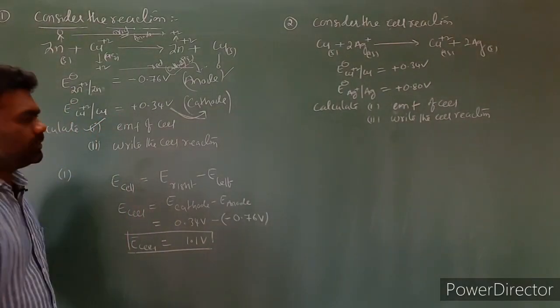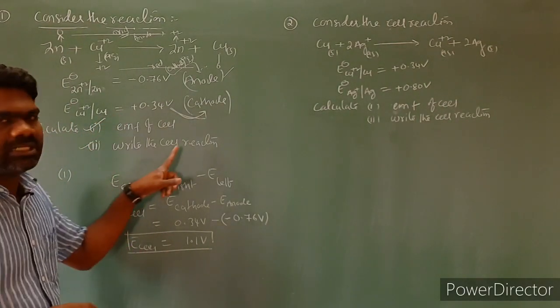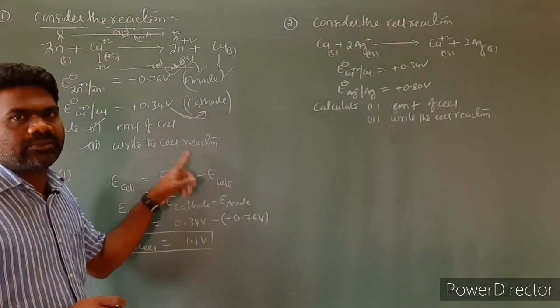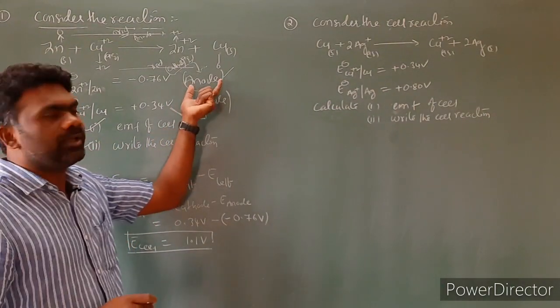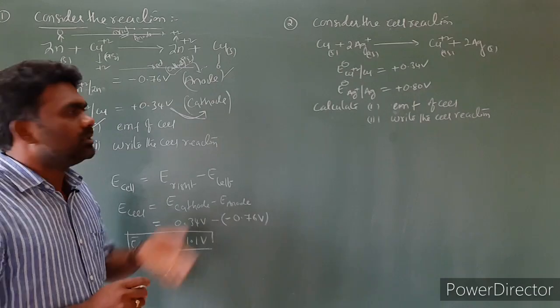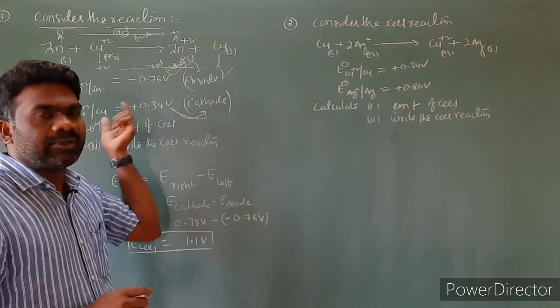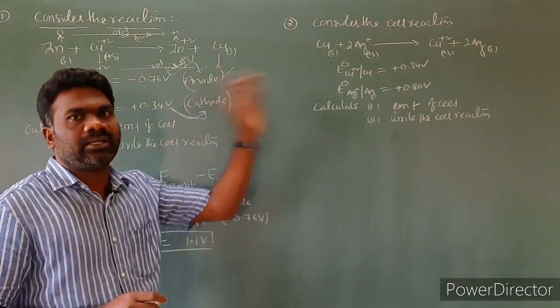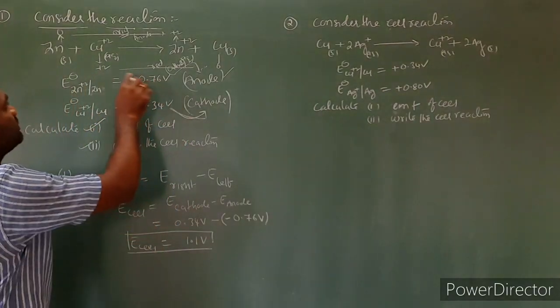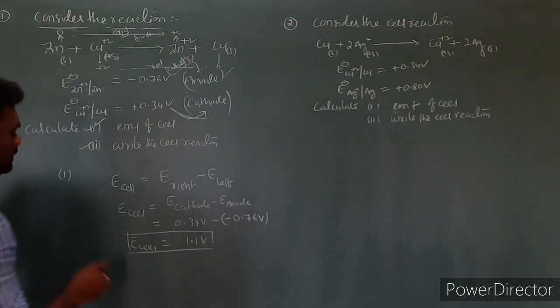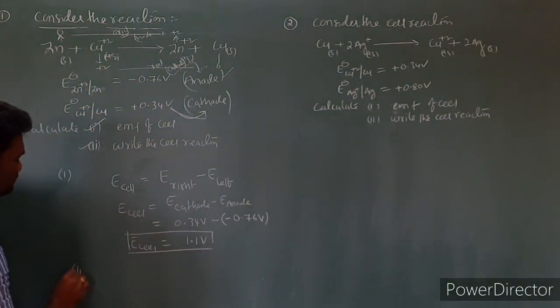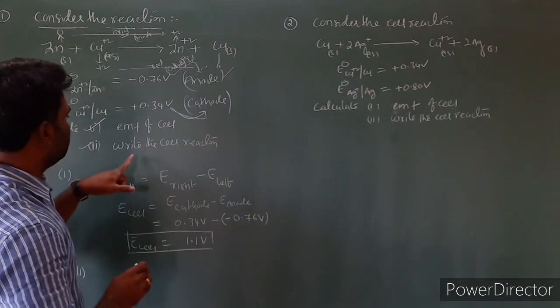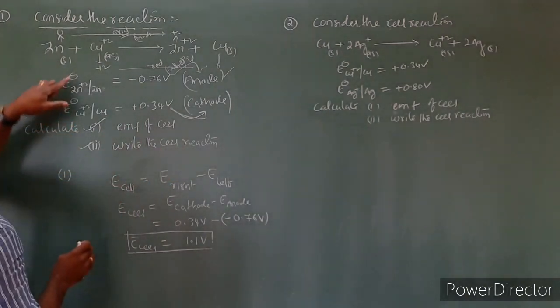And we have the second question. What is the second question? Write the cell reaction. So how do you write the cell reaction? While writing the cell reaction, the anode we have to write on the left hand side, and the cathode we have to write on the right hand side. So first I am writing the anode. This is the second question's answer. How do you write the cell representation?